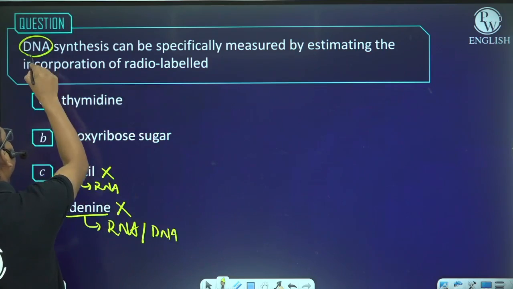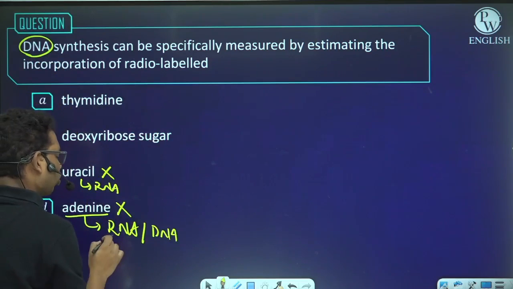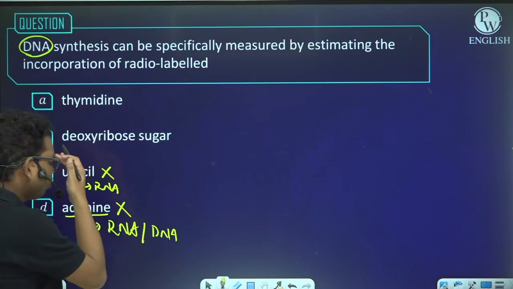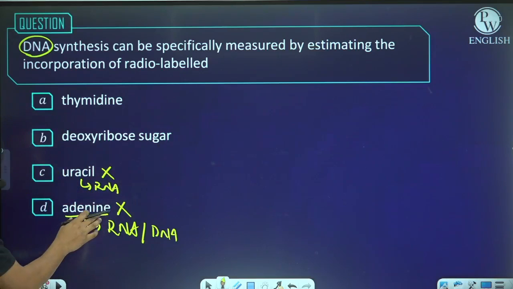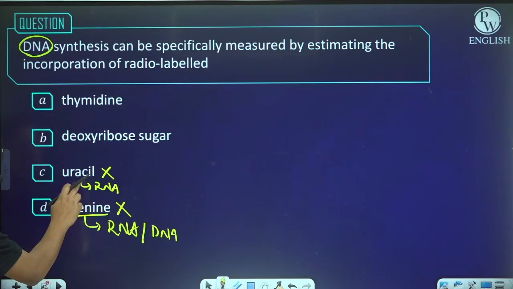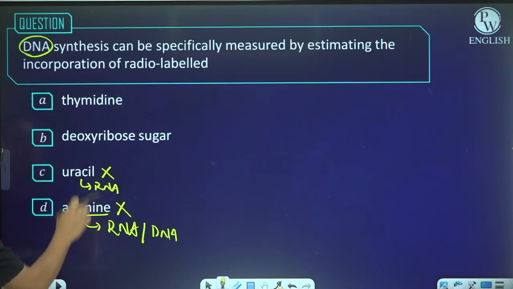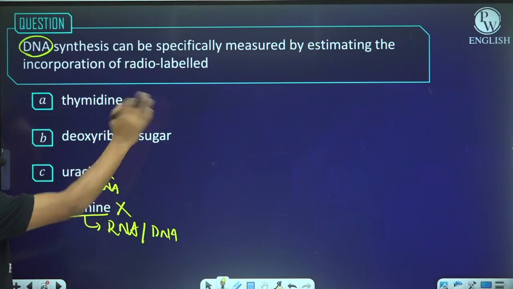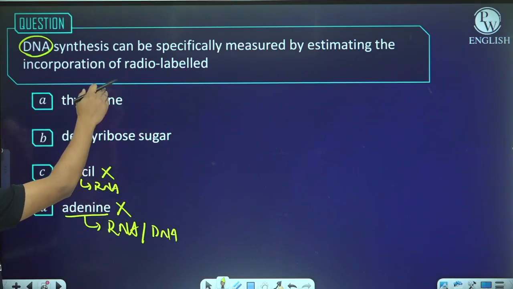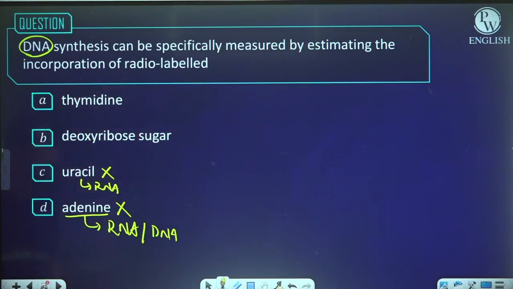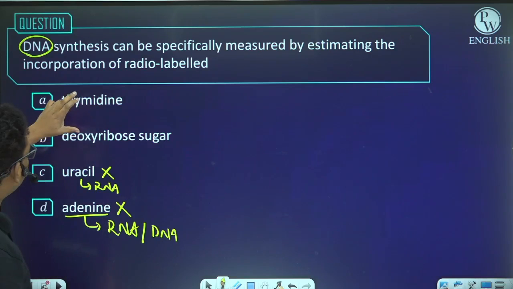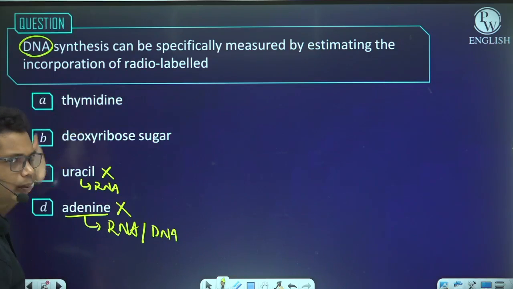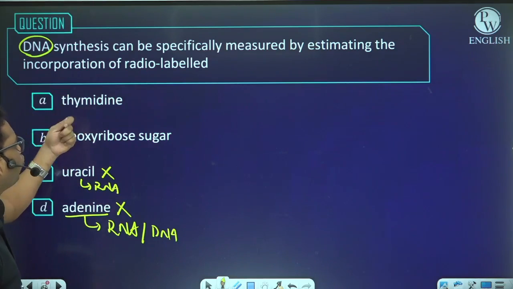Only the DNA molecule. So I will not use adenine. Why? Because it is also present in RNA. If I use radiolabeled adenine, both DNA and RNA will get radiolabeled. If I use radiolabeled uracil, only RNA will be radiolabeled. If I use deoxyribose, I can radiolabel the DNA. If I use thymidine, I can label the DNA molecule. So we can use both thymidine and deoxyribose sugar to label the DNA. Among these two, which one should I use?